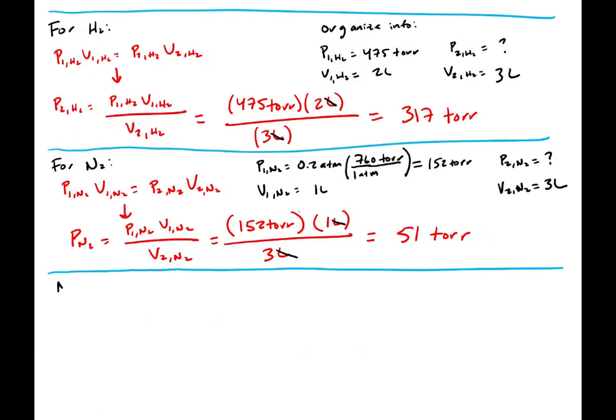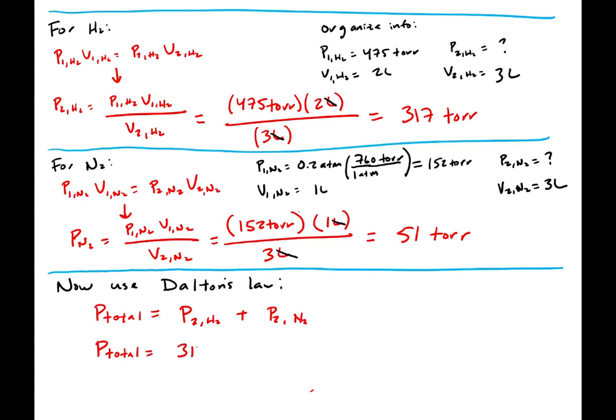All right, so now we're going to use Dalton's law of partial pressures to get what the total pressure is. Dalton's law says that the total pressure is going to be equal to the sum of the partial pressures. So that's going to be the new pressure of the H2 plus the new pressure of the N2. Therefore, the total pressure in this apparatus will be 317 torr plus the 51 torr that the nitrogen contributes, giving you a total of 368 torr. And there we have it.